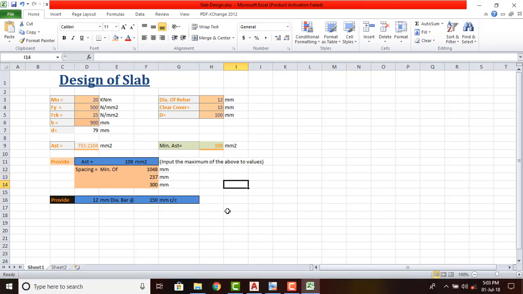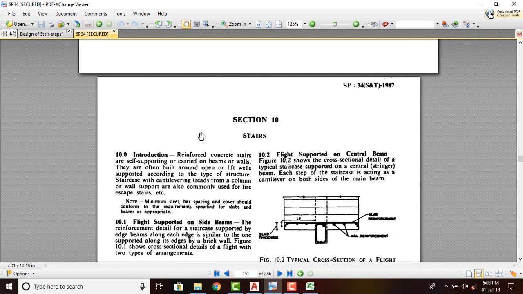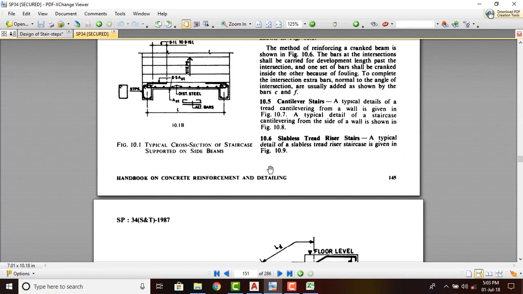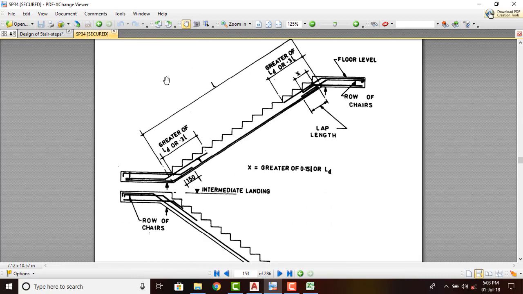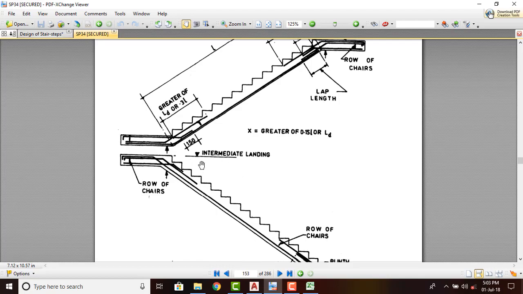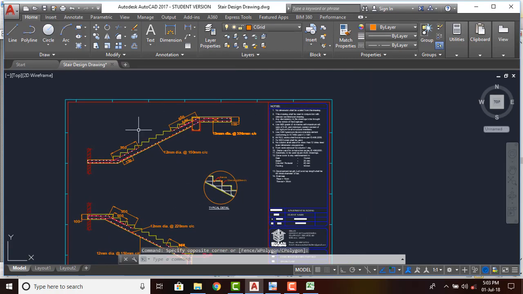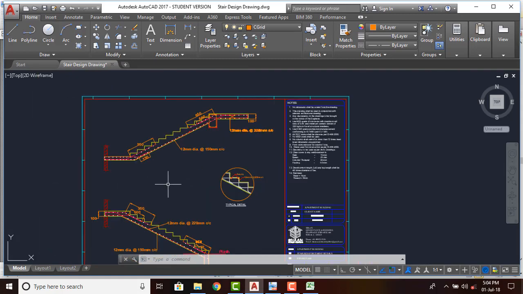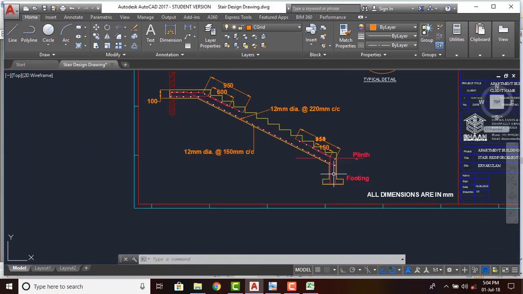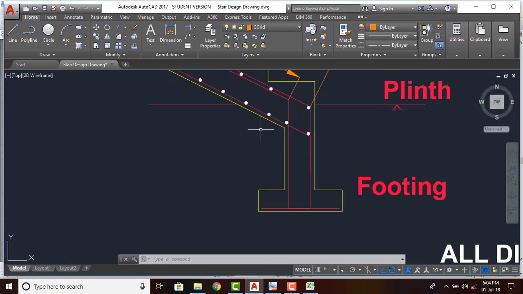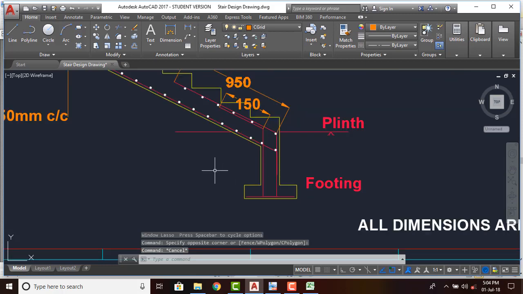So now let us go and see how we can do the detailing of this reinforcement of the staircase slab. The reinforcement of the staircase is given in SP34 on page number 145, you can refer. So this is the typical detailing of a staircase having an intermediate landing. So here I have drawn the detailing of the staircase reinforcement. So from this you can understand in a better way. So starting from the beginning, this is the footing and this is the plinth. So this is typical footing detailing.